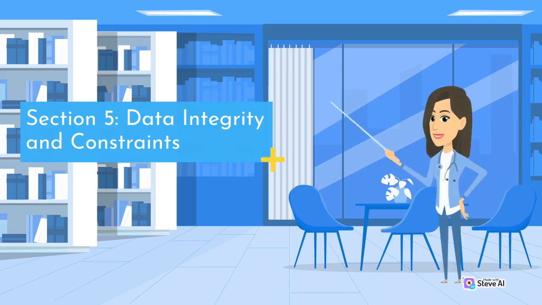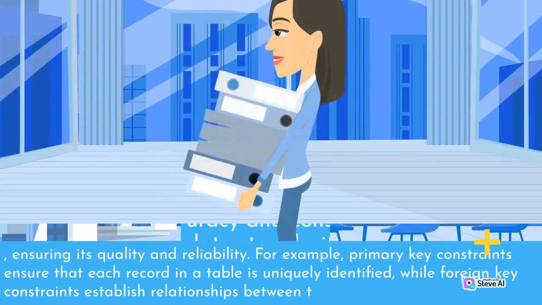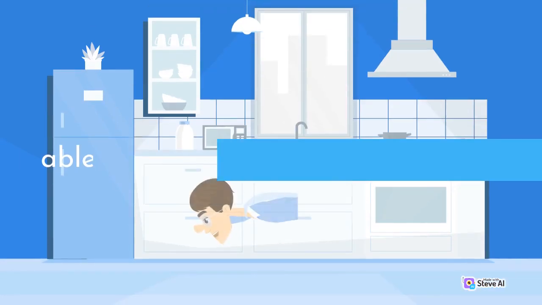Section 5. Data Integrity and Constraints. Data integrity is crucial in any database management system. SQL provides mechanisms to enforce data integrity through various constraints. Constraints help specify rules that the data must adhere to, ensuring its quality and reliability. For example, primary key constraints ensure that each record in a table is uniquely identified, while foreign key constraints establish relationships between tables.